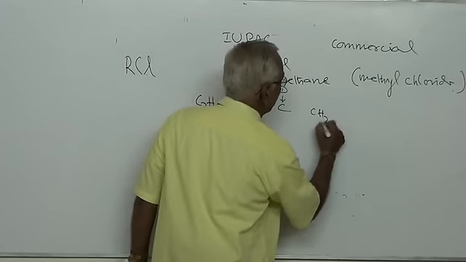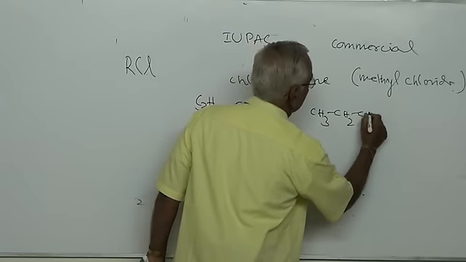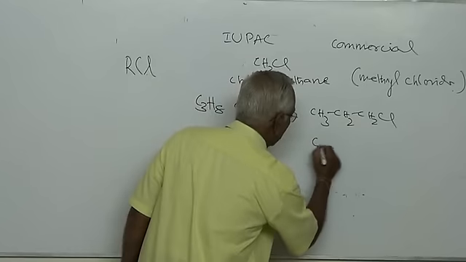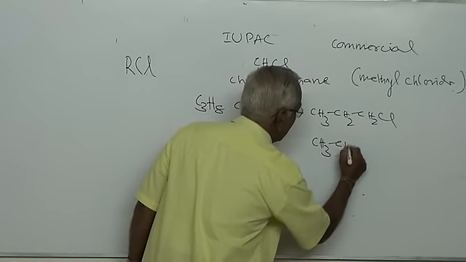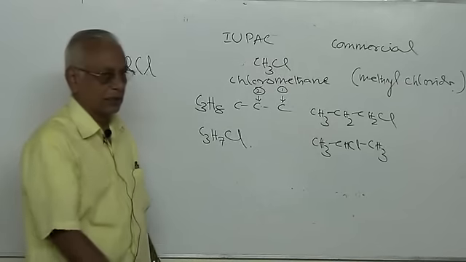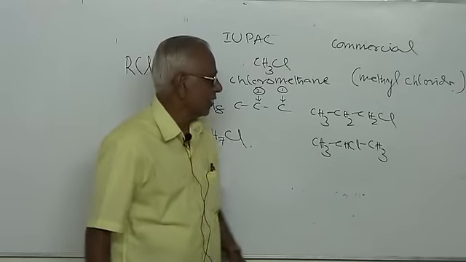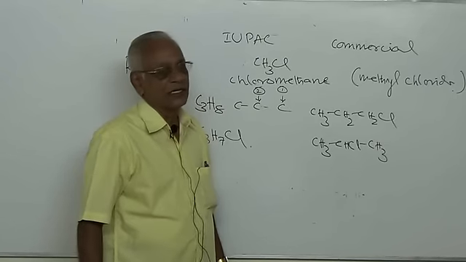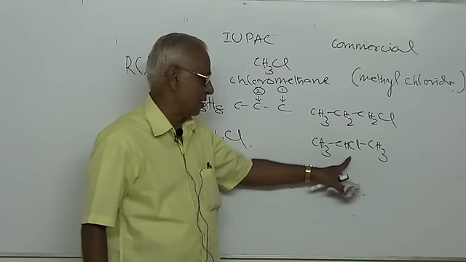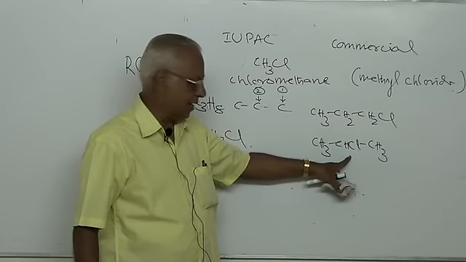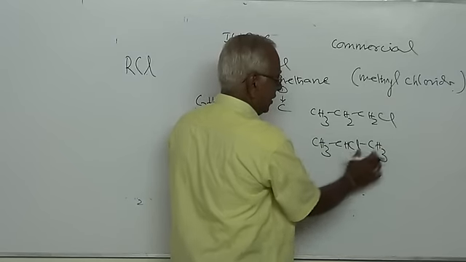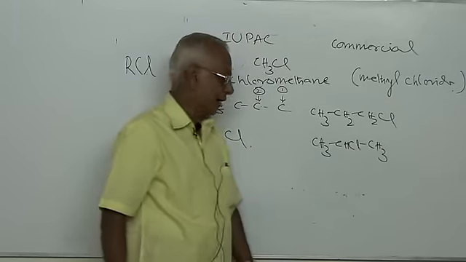Number 1 is going to be CH3, CH2, CH2, Cl. If you put a chlorine on the middle carbon, it is going to be CH3, CHCl, CH3. And of course, one has to give the IUPAC name as well as the commercial name. IUPAC name is 1-chloropropane. IUPAC name is 2-chloropropane. Commercial name is n-propyl chloride. This is called isopropyl chloride.